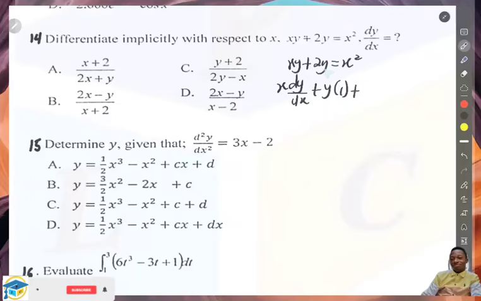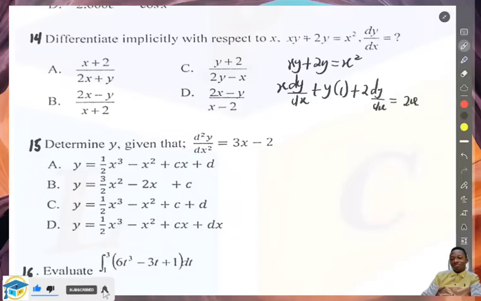So we said differential of y should be what? dy over dx. So that should be 2 dy over dx. And that should be equal to differential of x squared, which should fetch me what? 2x. Okay? So once you're able to get this, that's fine. The next step is to make our dy over dx the subject.